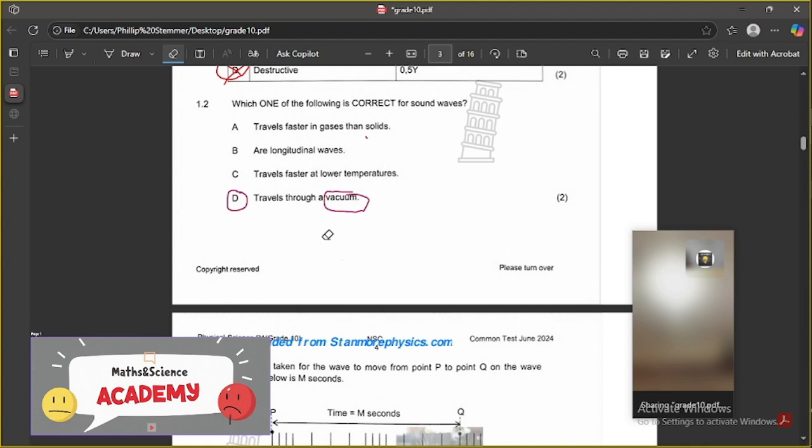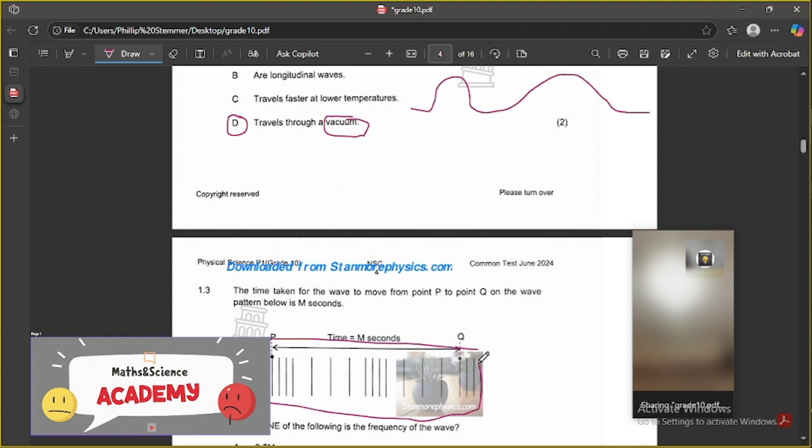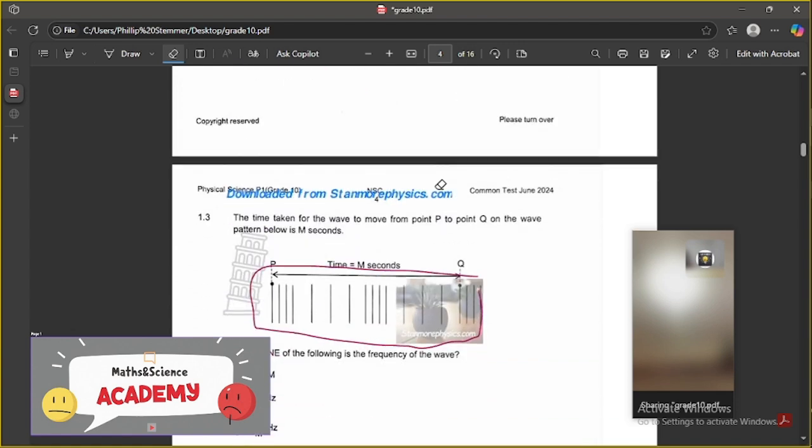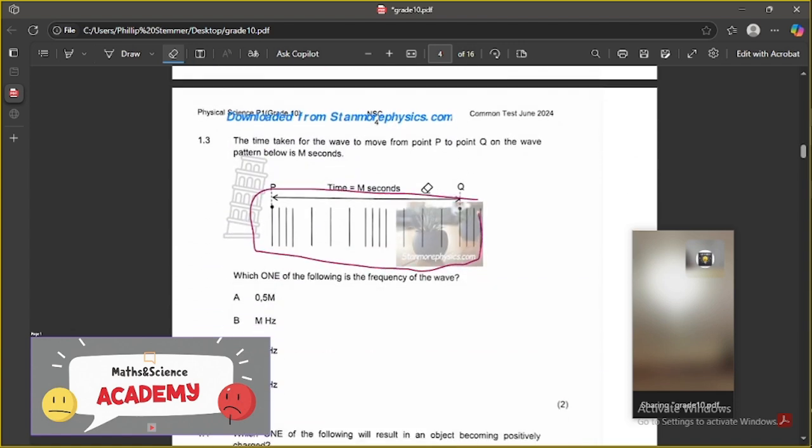And then let's look at option C, to travel faster at low temperatures. Now, and then longitudinal waves. So remember, longitudinal waves are those ones, and sound waves are represented by them, there's an example of a sound wave. So this means that option D is the correct one.